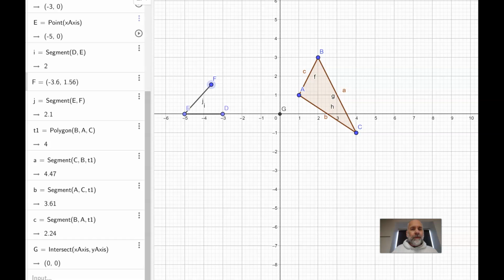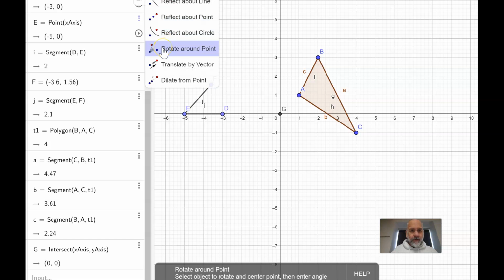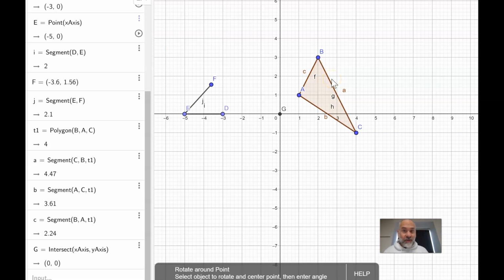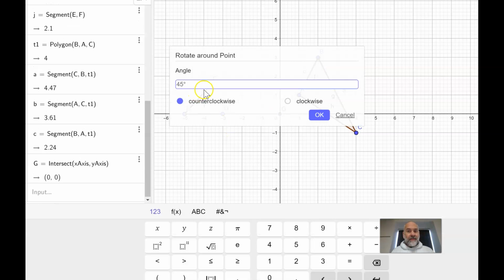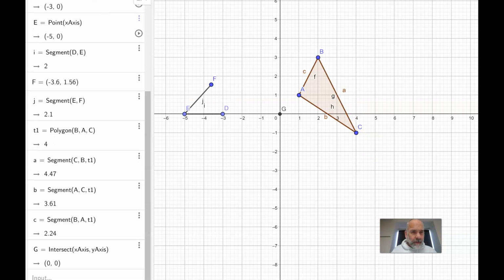So I'm going to pick rotation here. Oh, I'm a little off the screen. Sorry about that. You can kind of guess what I'm doing, and it doesn't really matter because this is not a GeoGebra lesson. So I'm going to rotate this object around this point, and it asks how many degrees I should rotate it.